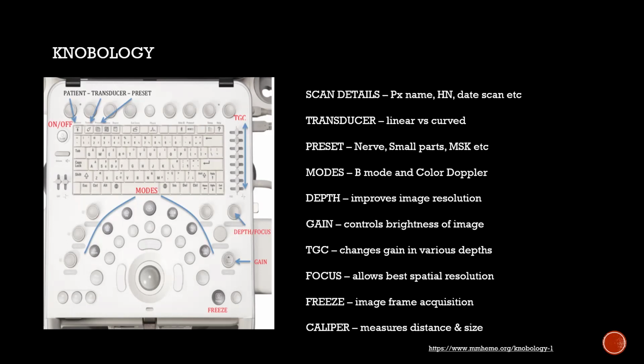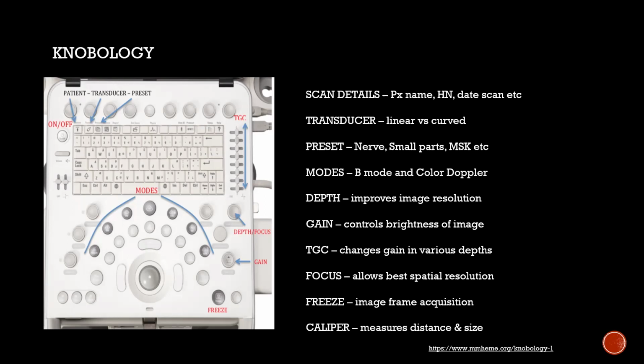Most ultrasounds have pre-scan settings. You could choose presets to scan nerves, muscles, small parts, abdominal, or among others. The mode we use in ultrasound-guided blocks is the B mode, and the color Doppler is also useful if we want to scan the vessels.